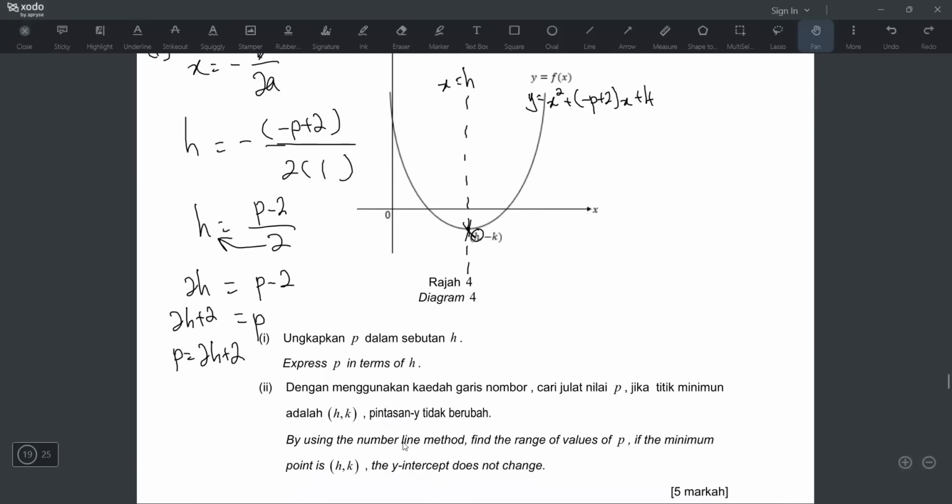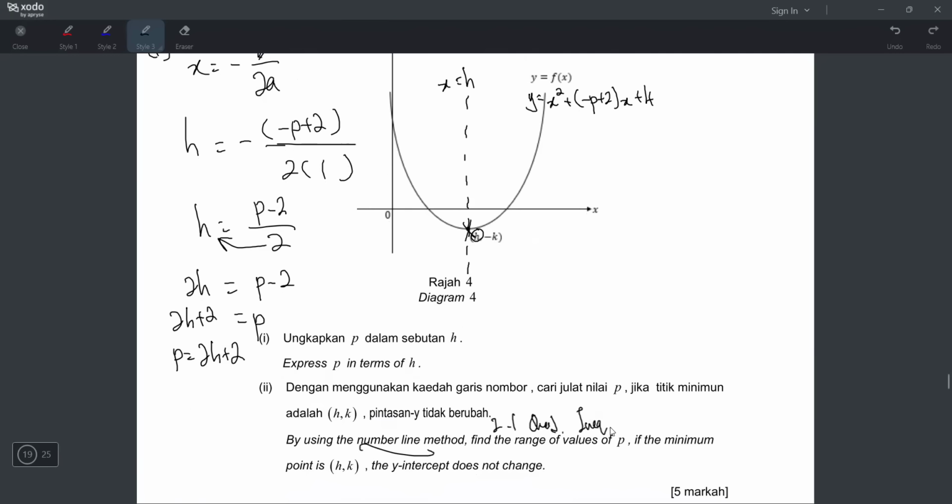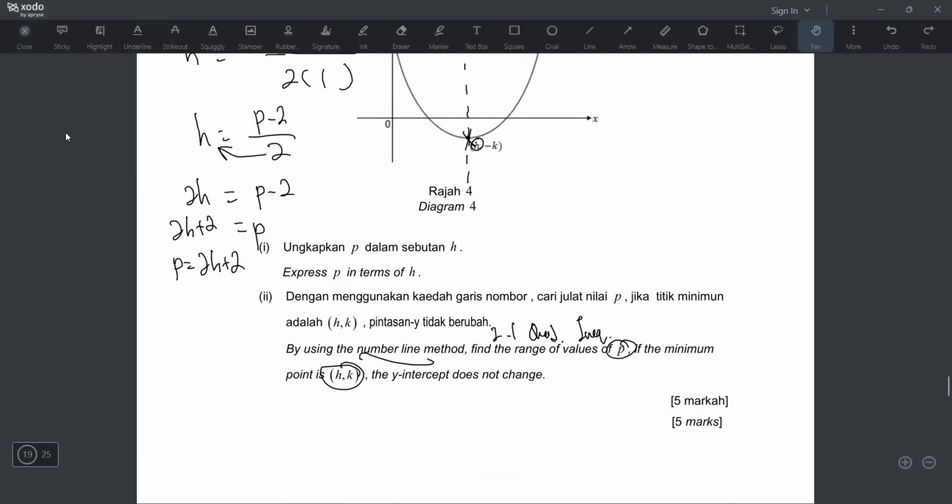Soalan 2, by using the number line method. Okay, this one is confirm already. If they say number line, confirm is 2.1 and it's under quadratic inequalities, yang ada bigger, smaller tu. Okay, now find the range of values of P if the minimum point is HK and the y-intercept does not change. Oh my god, apa pula ni?